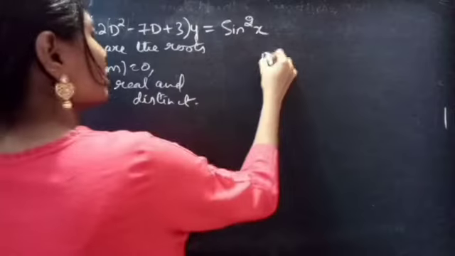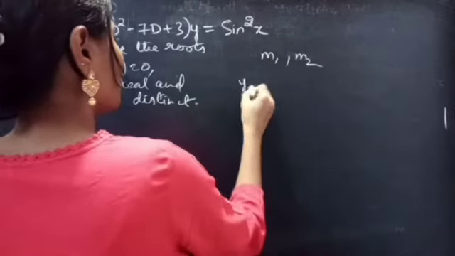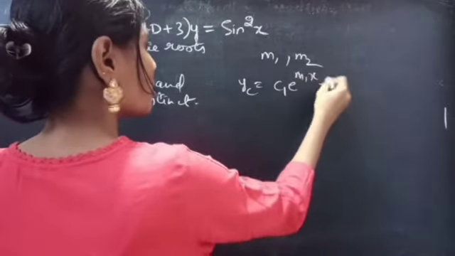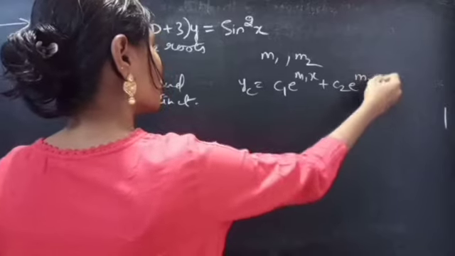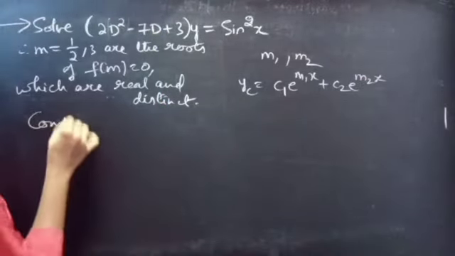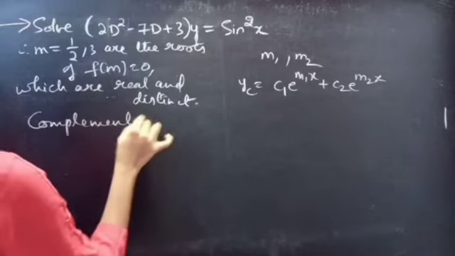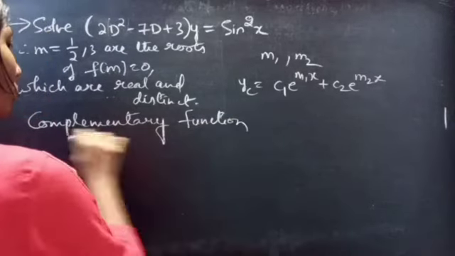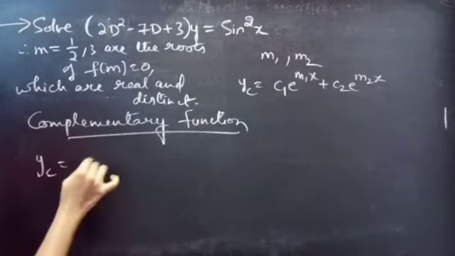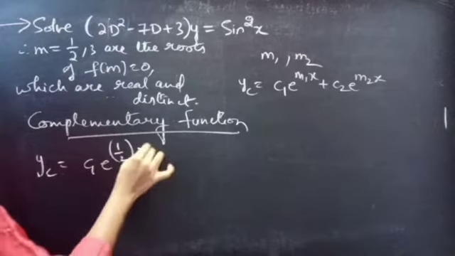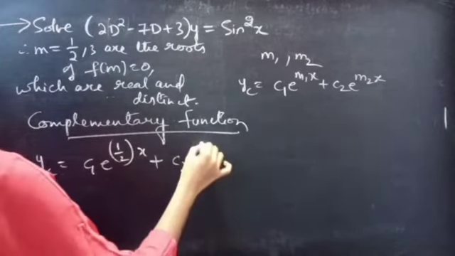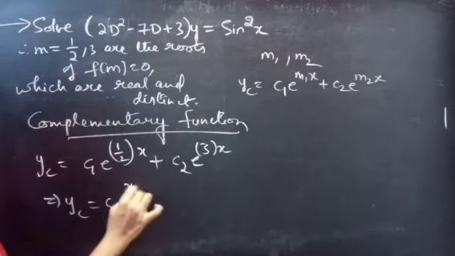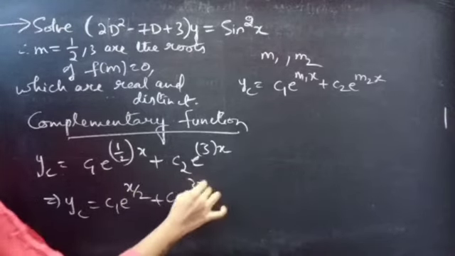We know that when two roots are real and distinct, we write the complementary solution, or complementary function, as one constant into e power one root into x plus the other constant into e power the other root into x. Now, our complementary function y is equal to c1 e power x by 2 plus c2 e power 3x.